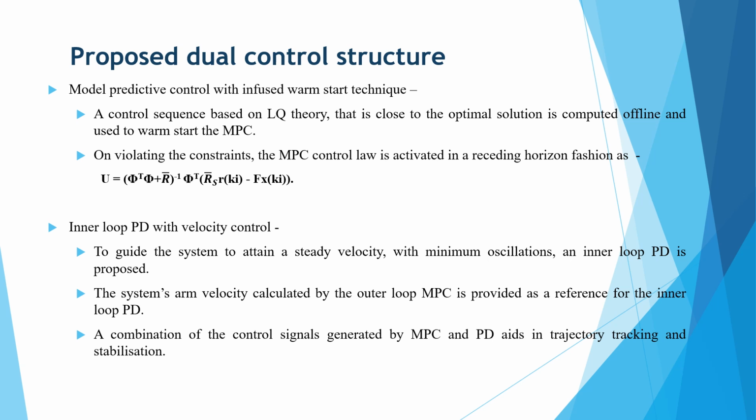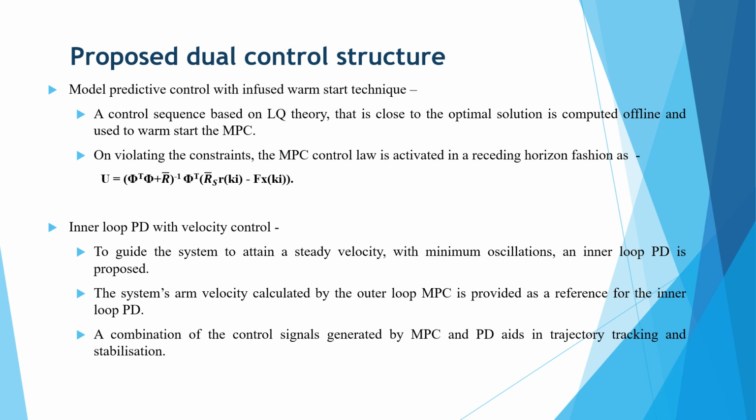In the dual control structure, the outer loop is a model predictive control loop and the inner loop is a proportional derivative control loop. Talking about the outer loop, in the model predictive control loop, a control sequence based on LQ theory that is close to the optimal solution is calculated offline and used to warm start MPC. On violation of the constraints, the control law is activated in a receding horizon fashion and a control U is generated.